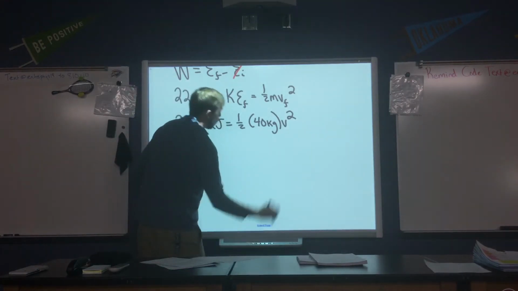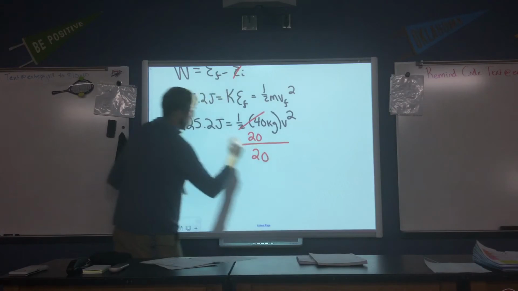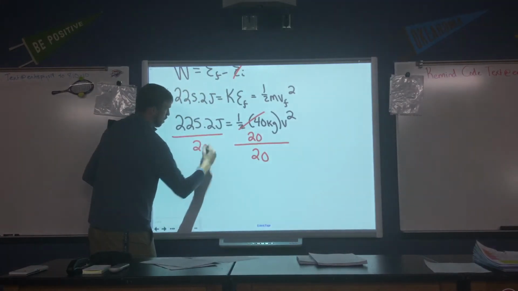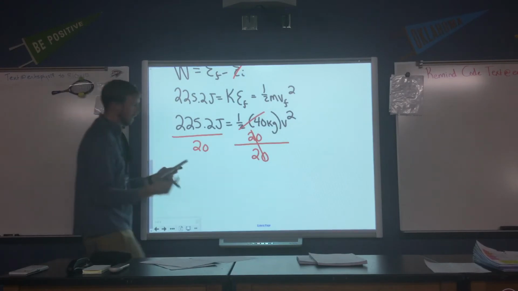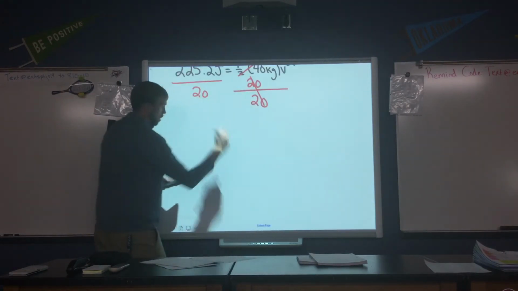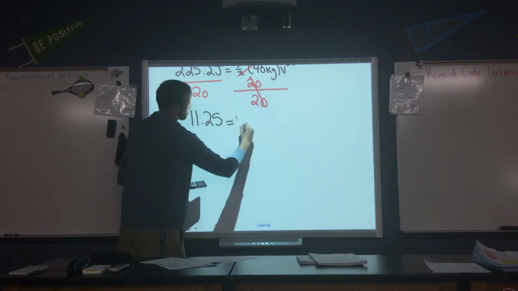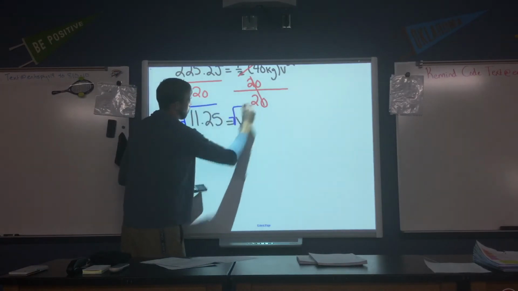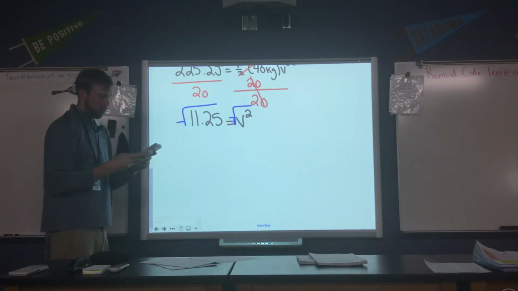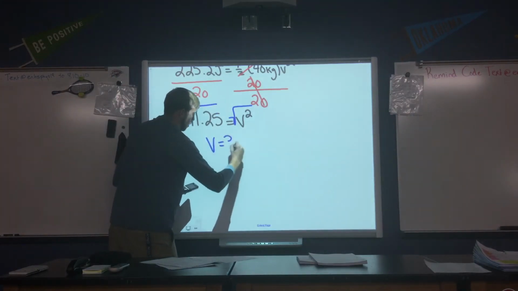Right off the bat, 1/2 of 40, that's going to give me 20. So I'll divide both sides of my equation by 20. So 225.2 divided by 20, I get about 11.25. Remember, that's equal to velocity squared. So then we'll take the square root of that value. And we'll get about 3.35 meters per second.